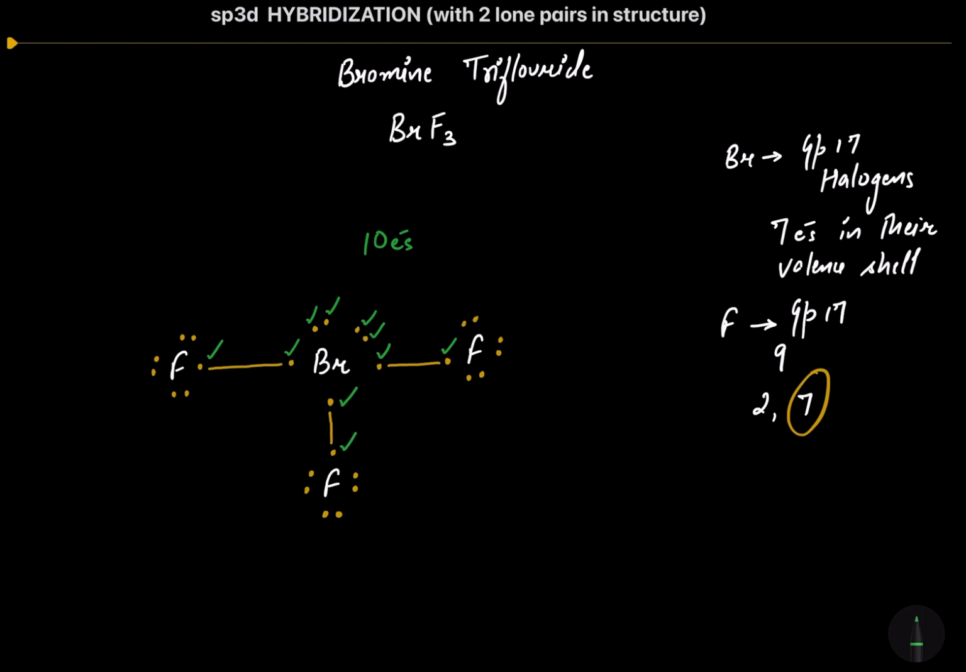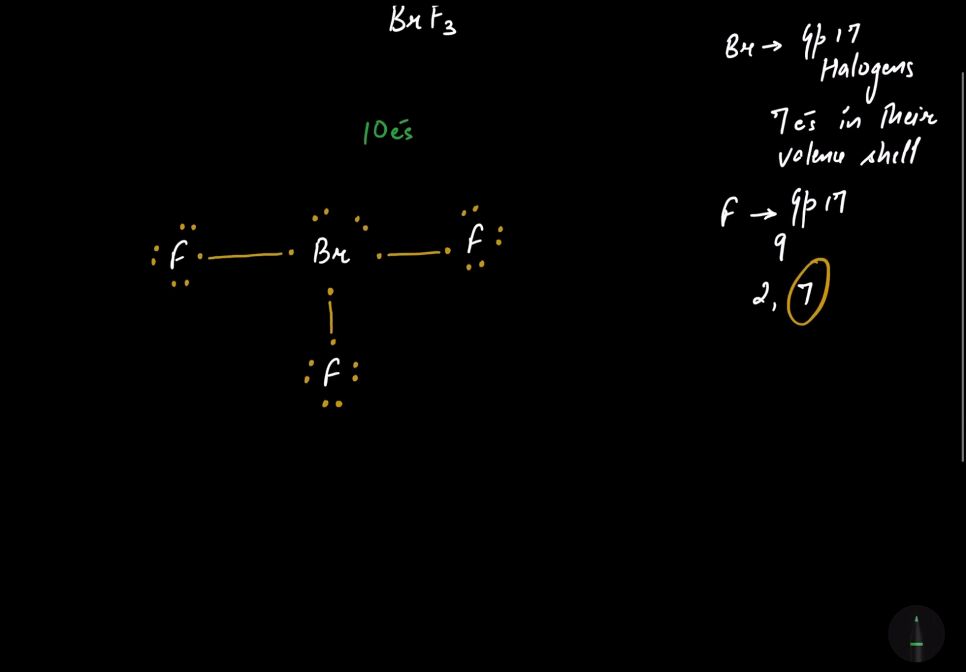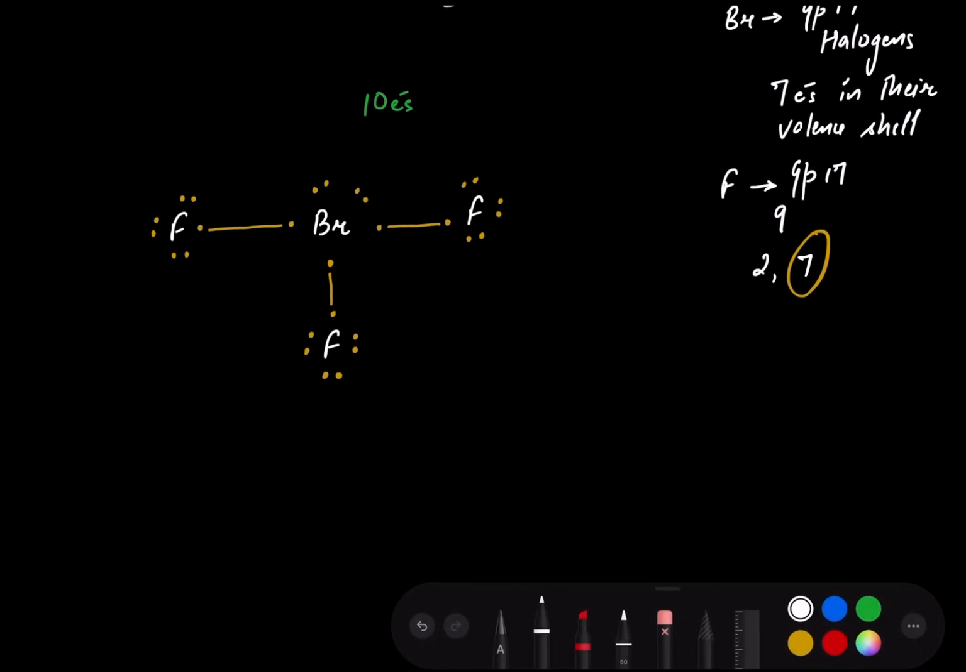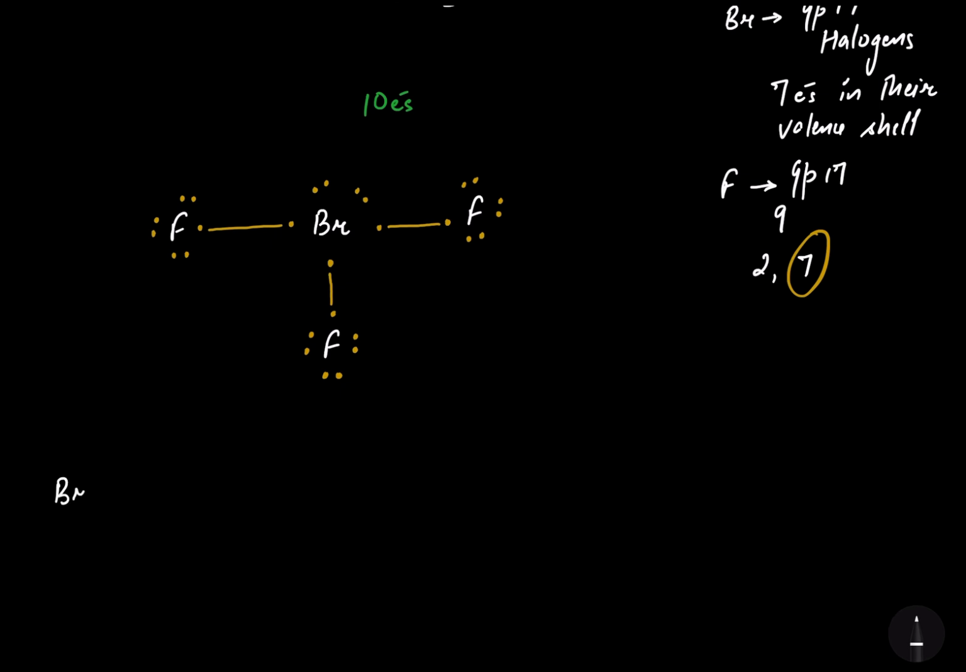Why is bromine eligible for the expansion of octet? Because bromine is having vacant d orbital in its valence shell. Now let's talk about the hybridization now. Now let's come to the bromine first. That's our bromine. We all know that bromine is the member of group number 17.